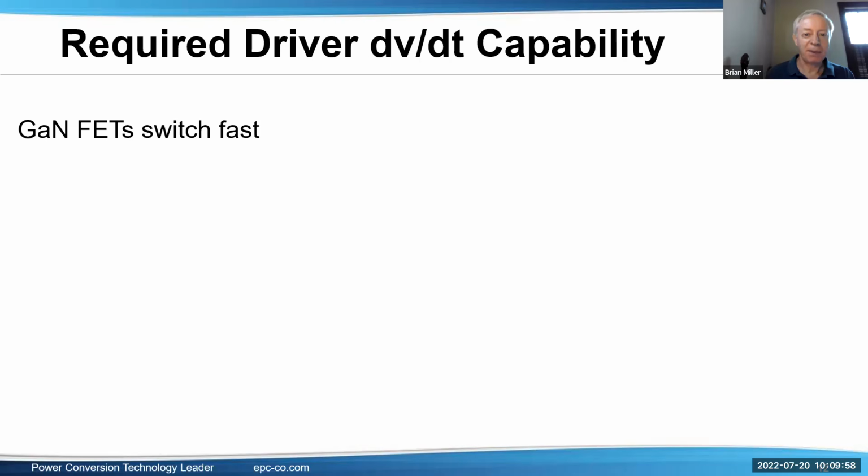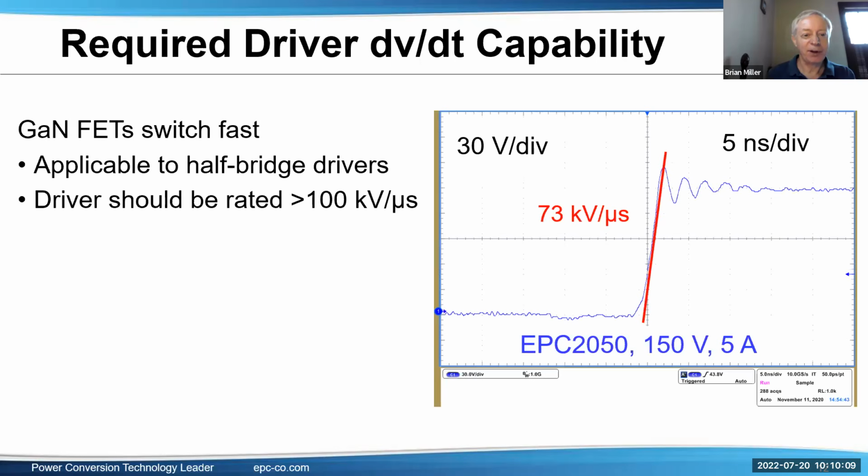dV/dt capability. Now, we've looked before at the dV/dt capability of the GaN FETs, but this is with respect to the driver. The GaN FETs switch very fast, and you can have some half-bridge gate drivers that have to withstand this. Especially isolated drivers seem to be something to look for. And there are some that are rated for very high dV/dt. Drivers should be rated for greater than 100 kilovolts per microsecond, or to put another way, 100 volts per nanosecond.